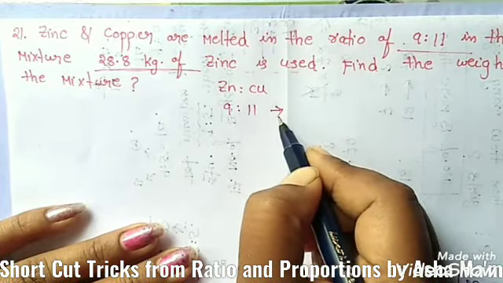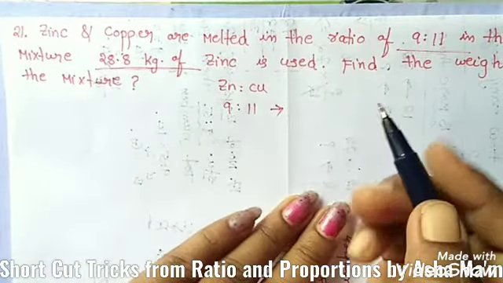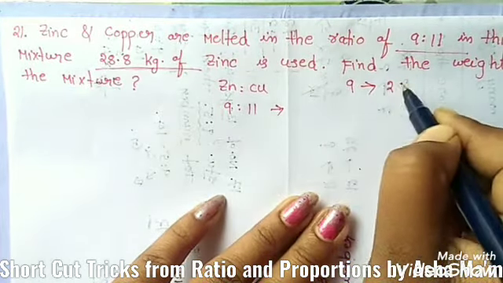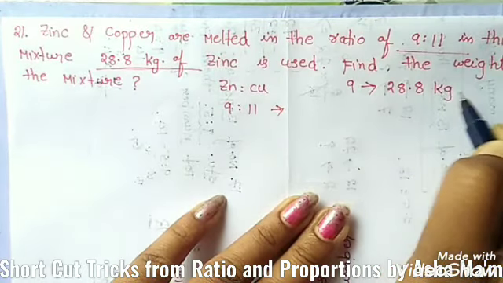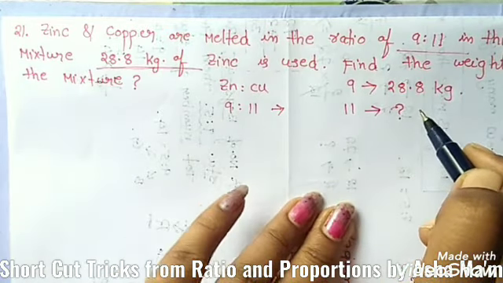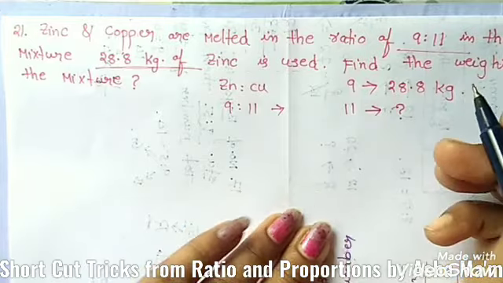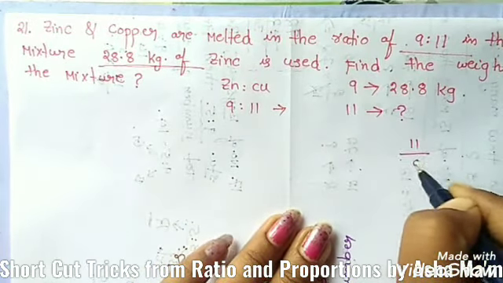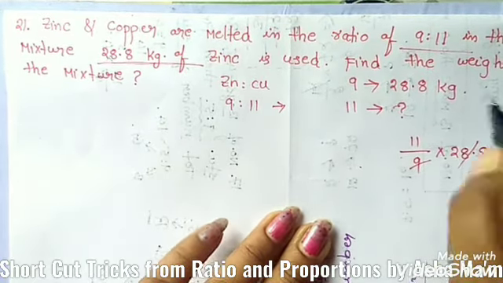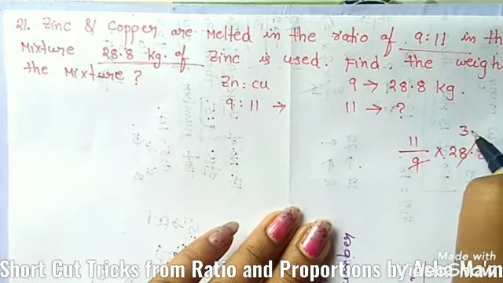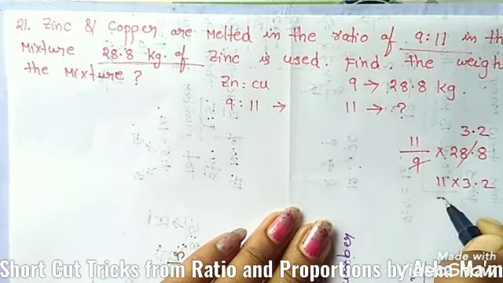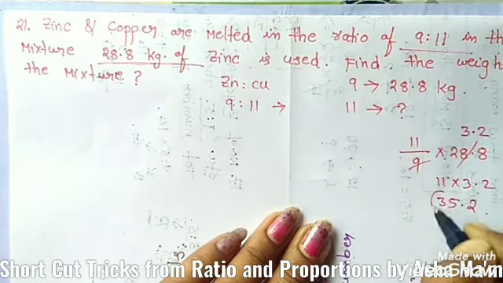So the total is, now we can say, 9 is for zinc. So weight also they have given, that is 28.8 kgs. Now 11 is for copper. We need to find that. Then if you add these two, we should get the total weight. Now 11 by 9 into 28.8. So this 9 in this 28.8 is cancelled, 3.2. So 11 into 3.2, that should be 35.2. This is the weight of copper.